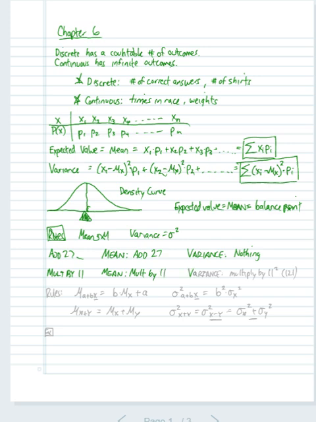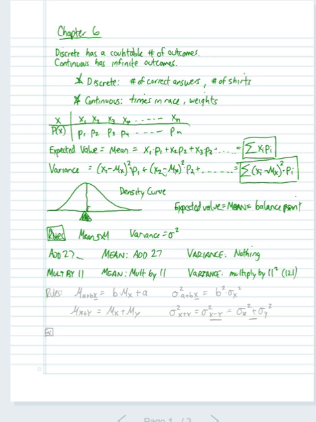Now the variance, which we just said is the spread of the data. If you multiply every value times 11, the values are going to get more spread out. Your lowest value and your highest value are going to be more spread out. And what you might want to say is that the variance gets multiplied by 11. But in fact, the variance gets multiplied by 11 squared, or 121 in this case.